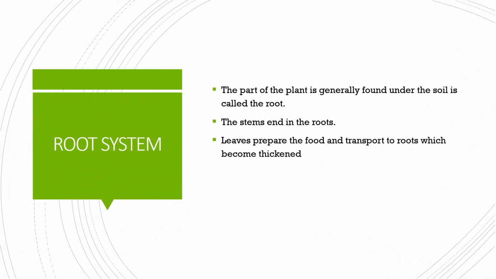What is the root system? As we have already discussed, it is the part of the plant that is generally found below the soil. And the stems of the plant end in the roots. The food which is prepared in the leaves gets transported to the roots, and after storing that food, the roots become thickened.